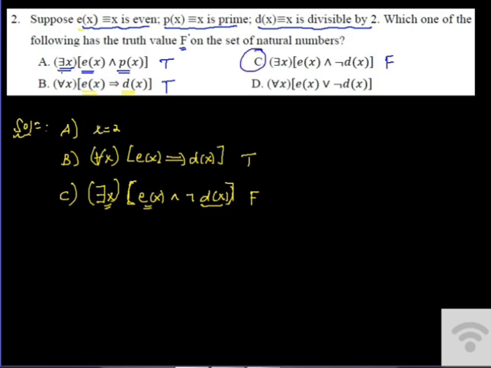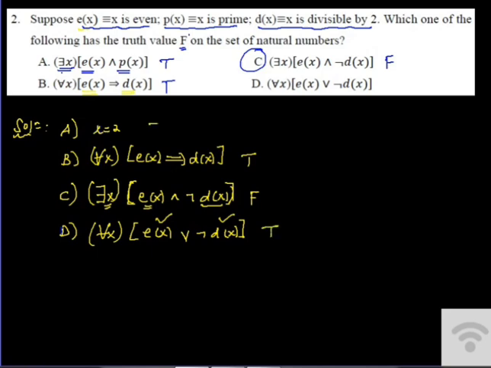So we expect C to be the answer. Let's check for the D case. In D we have for every x. For every x means for every natural number, x is even or not divisible by 2. That means every natural number is even or odd. There is no more option. So this is also true.